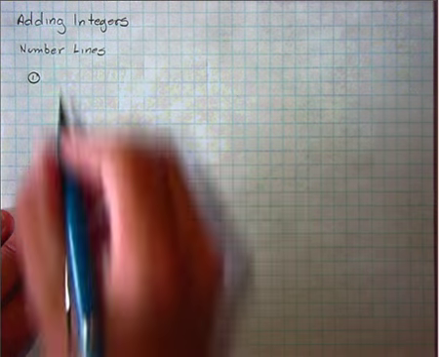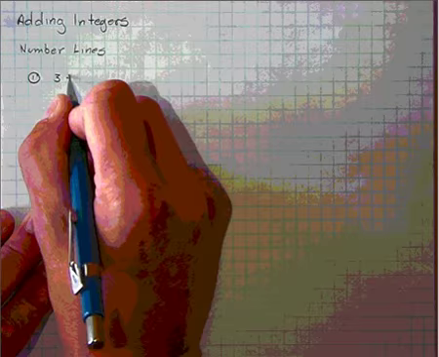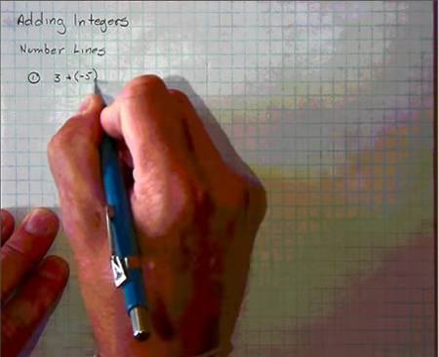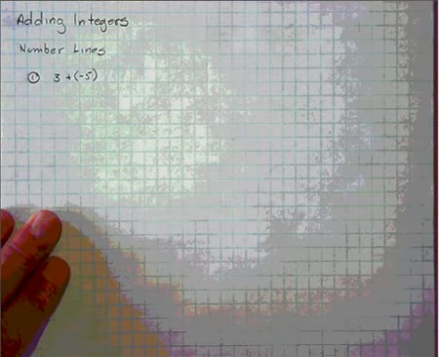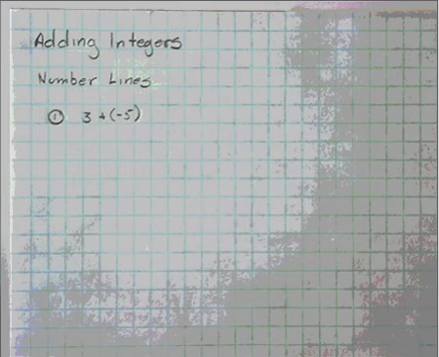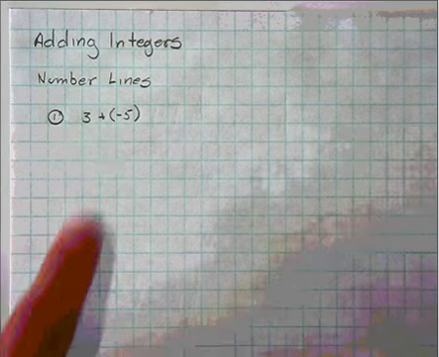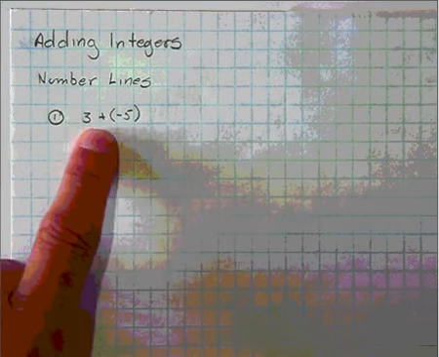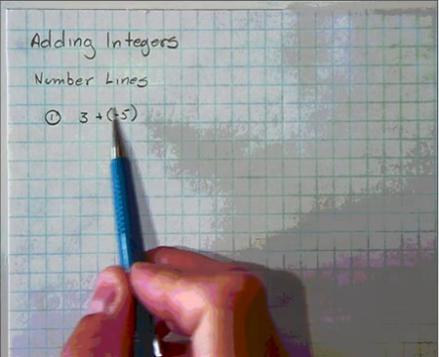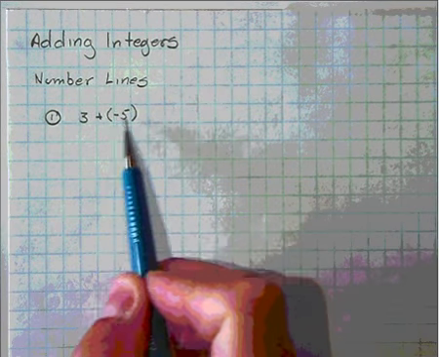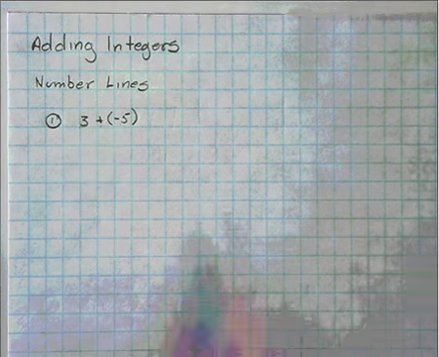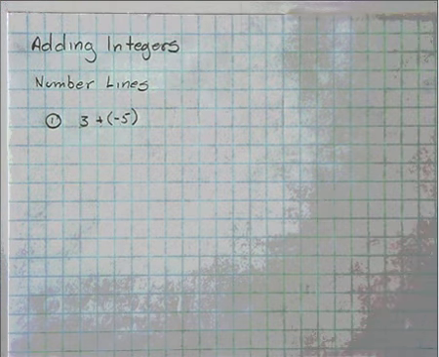So our first example will be 3 plus negative 5. So 3 plus negative 5. And notice there that the negative 5 is in parentheses. The reason it's in parentheses is because math people don't like signs next to each other. It's a little bit confusing that way. So they're making sure that you see that this is an integer and this is an integer, and those integers are being added together. Just helps to kind of organize it a little bit.